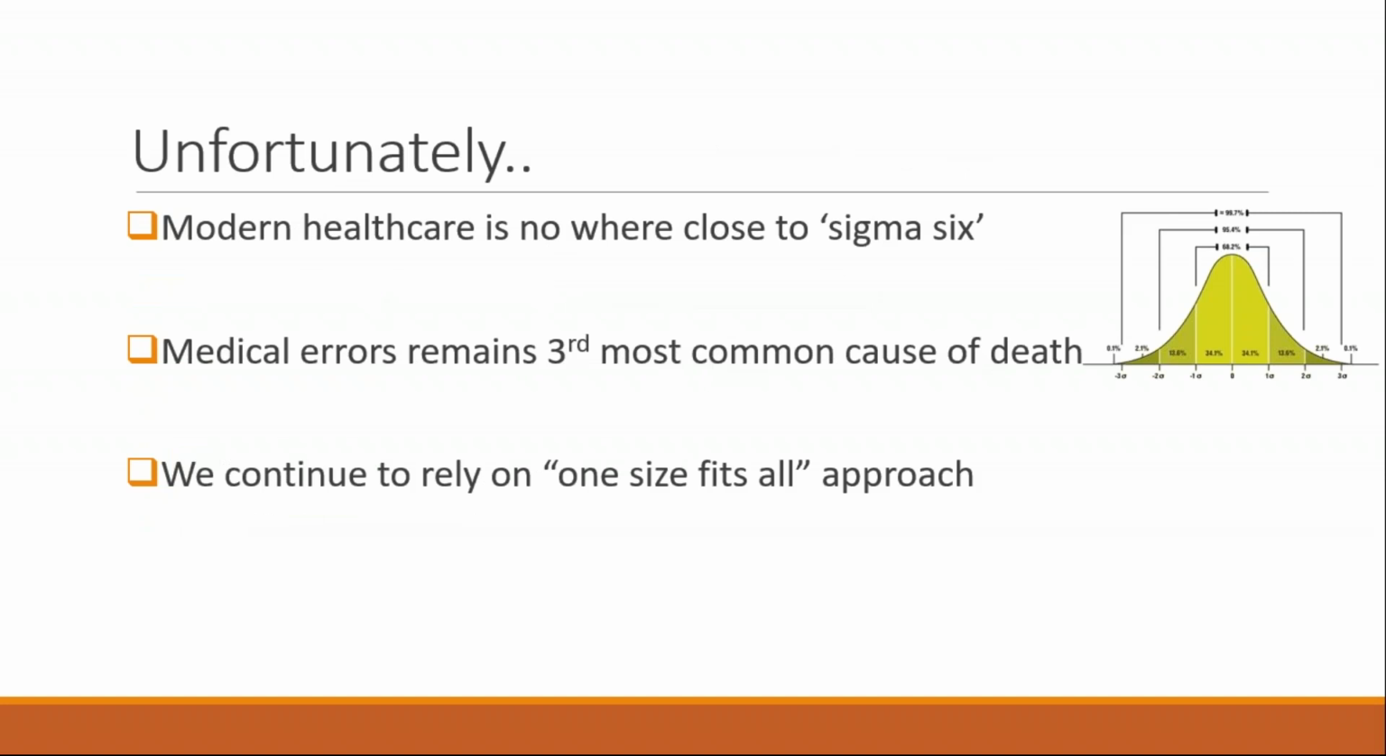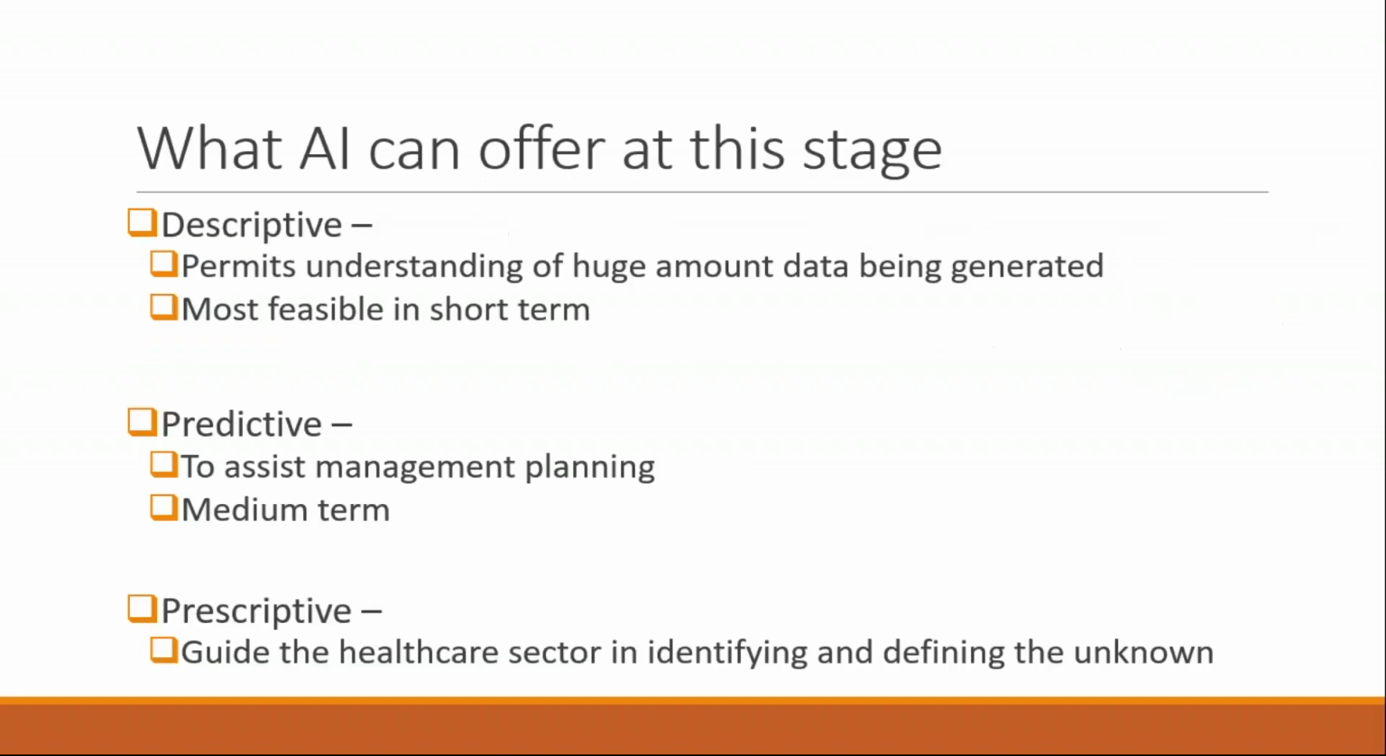What we expect when we treat our patients is modern healthcare; we want to see somewhere close to sigma 6, but we know it's nowhere close to it, and human error in diagnosis and management is the third most common cause of death. We continue to rely on a one-size-fits-all approach, and I think this is one area where AI can help us. As we understand, AI can be descriptive, predictive, and prescriptive. As of now, in the short term, it is the descriptive nature of AI which is going to help guide us forward to deliver healthcare to the masses.